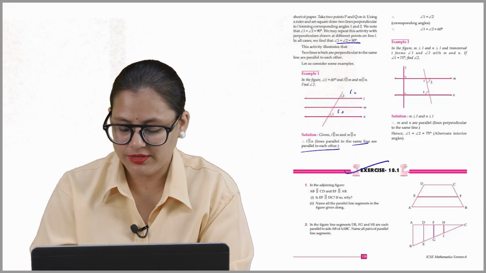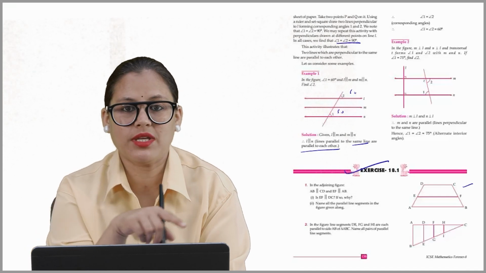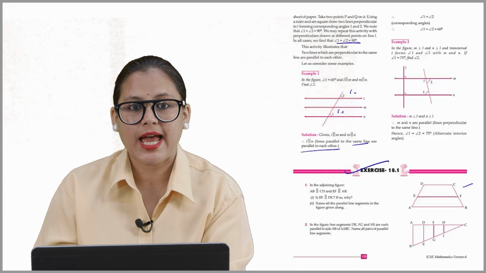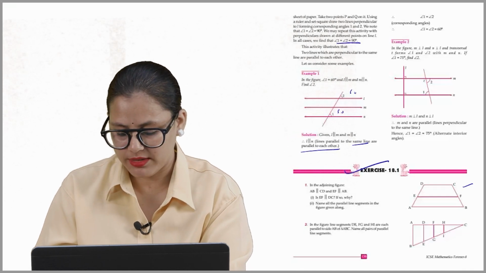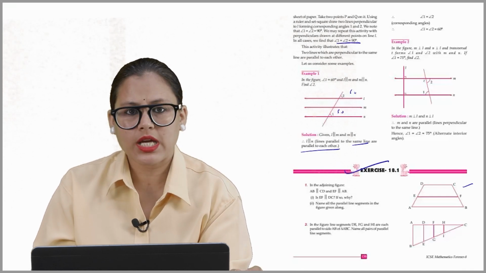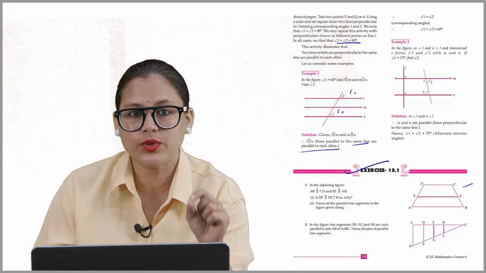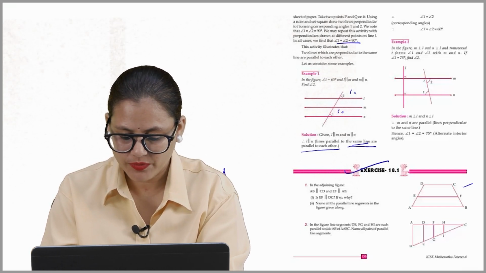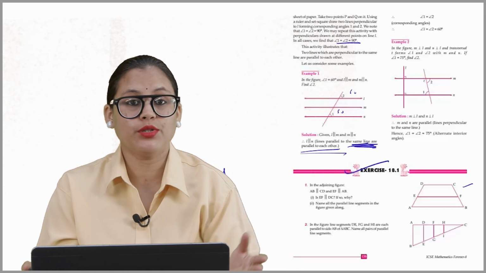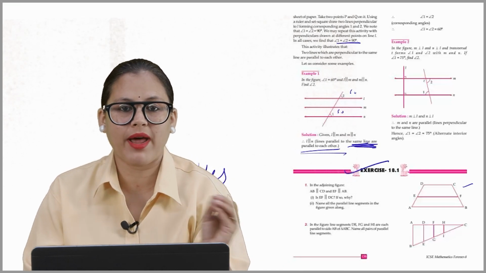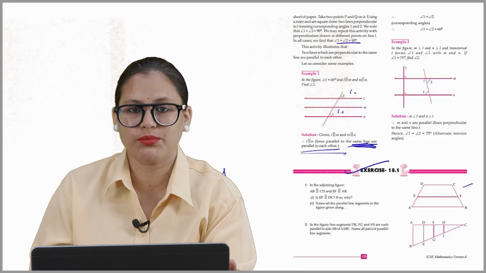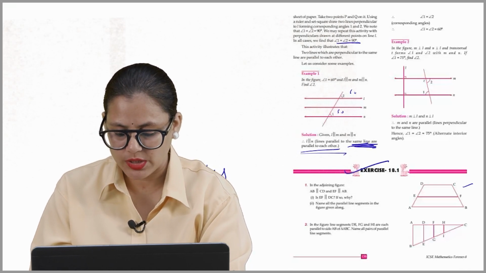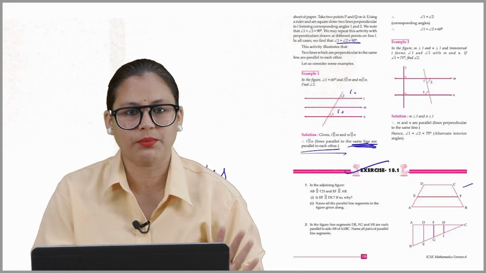Let's do exercise 18.1. In the adjoining figure, AB is parallel to CD and EF is parallel to AB. Is EF parallel to DC? Yes, it's parallel. Why? Reason is given here. Lines parallel to the same line are parallel to each other. And number 2, name all the parallel line segments in the figure given below. DC parallel to EF, EF parallel to AB, DC parallel to AB. So you will write all the pairs.